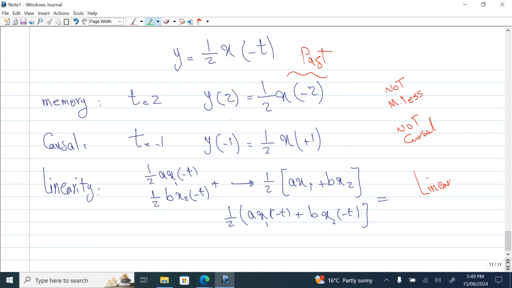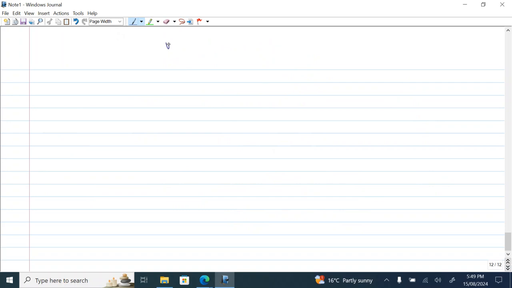And then the last one, time invariant. I don't have space here, so I'll go and write it here. Y equals half x of minus t. So again, think what your system does. Send anything, it flips and multiplies by half. So step one, let's first delay the input, and then in step two, we'll delay the output.